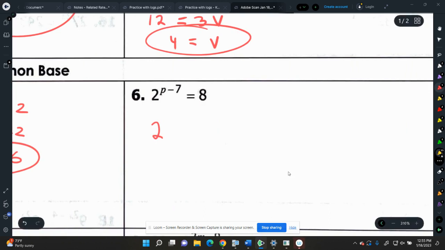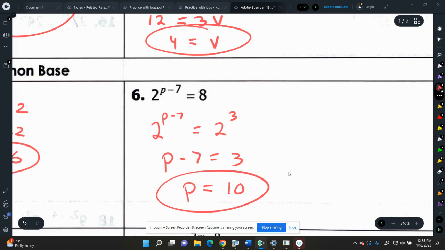Oh, I see. Okay, so we get 2 to the p minus 7 equals 2 to the third. So p minus 7 equals 3. Adding 7, we get p equals 10. Right, so we're trying to solve for the variable, right?